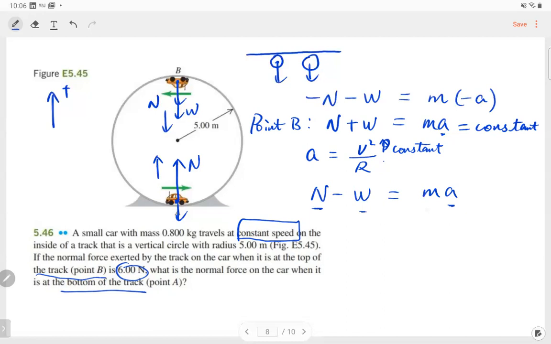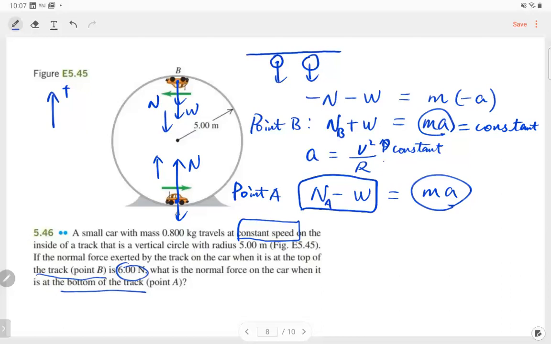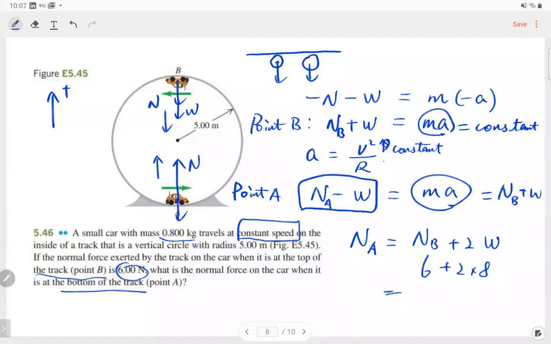Since we know ma is a constant, so this one is a constant. This is a constant. So this one at point A is equal to the normal force at point B plus weight. So the normal force at point A equals the normal force at point B plus 2 weight. The normal force at point B is 6, and the mass of the car is 0.8, so the weight is 8. So it is 6 plus 2 times 8. What's the value of this?